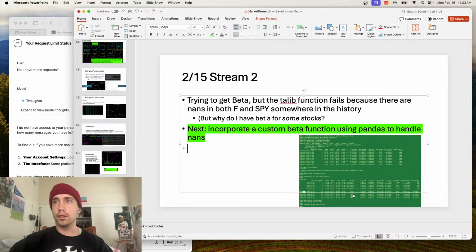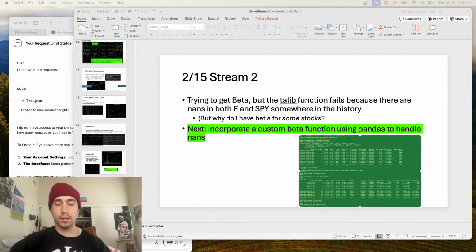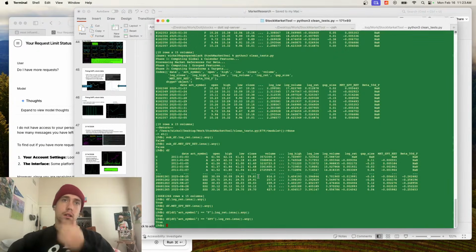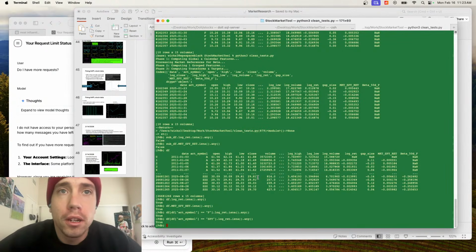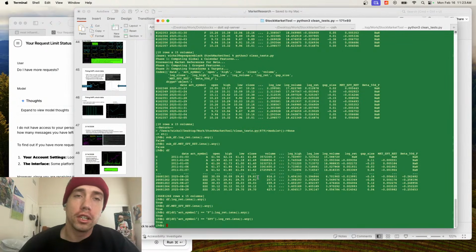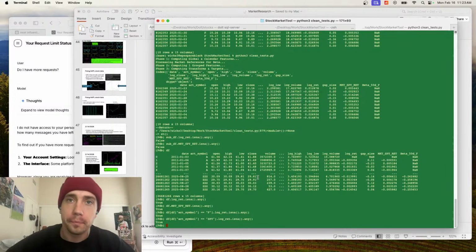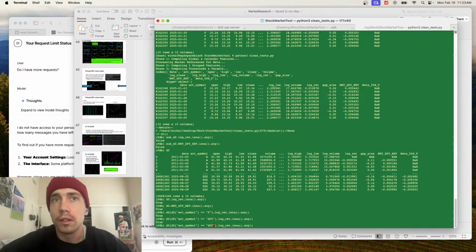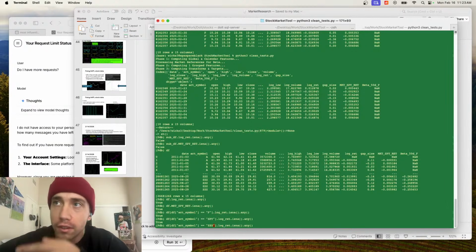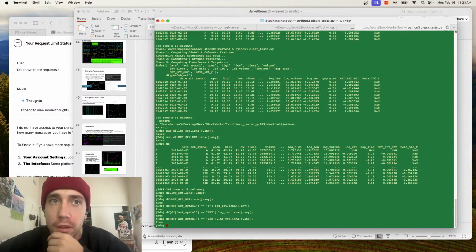Okay, so the question is, why do we have beta for some stocks? So if I go back to this, that's what the data. So my hypothesis is that the problem is that Ford has a NaN somewhere in there. Now what if I go to ZZZ? My hypothesis is that ZZZ doesn't have a NaN, and that's why I'm able to get beta. Wrong.